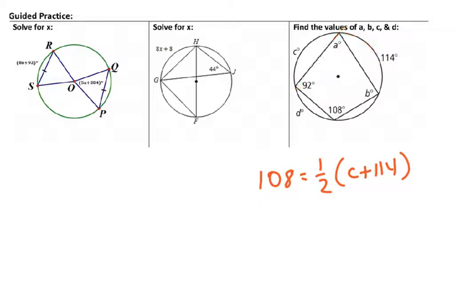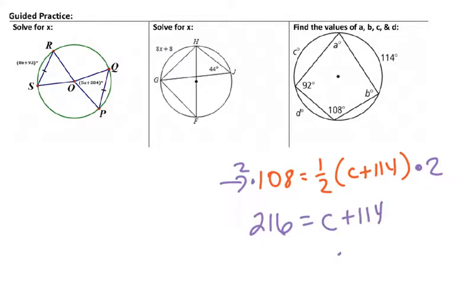I do have a really good option right here because it's solving for one of the variables I need, so I'm going to go ahead and do that. I'm going to multiply this side by 2 and just get rid of my fraction. So I'm going to have 216 is equal to C plus 114. So C is equal to 102. And so this arc measure is 102.